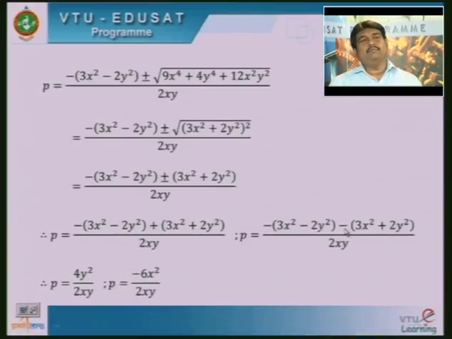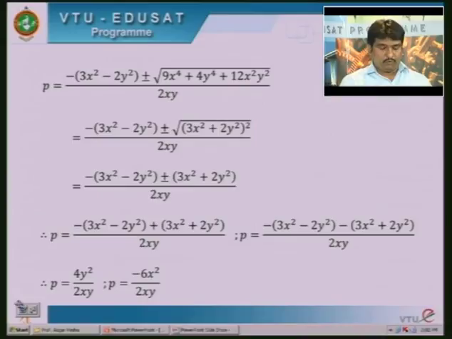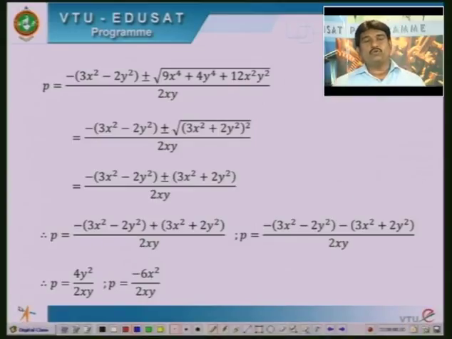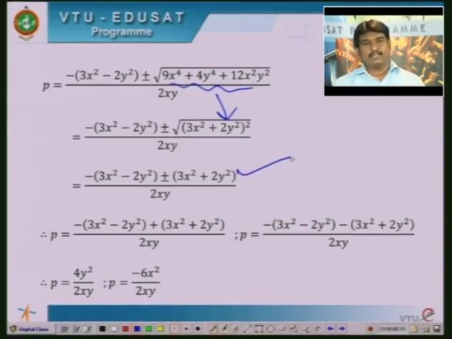So p is minus of (3x square minus 2y square) plus or minus root of 9x to the power of 4 plus 4y to the power of 4 plus 12x square y square divided by 2xy. Okay, this is nothing but a plus b the whole square, a being 3x square and b being 2y square. So you write that as square root of (3x square plus 2y square) the whole square, which is nothing but minus of (3x square minus 2y square) plus or minus (3x square plus 2y square) divided by 2xy.